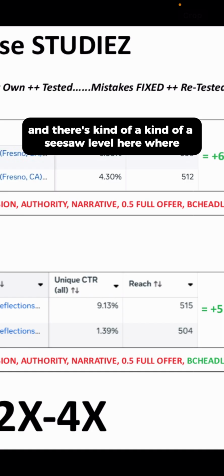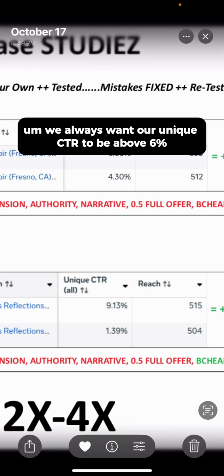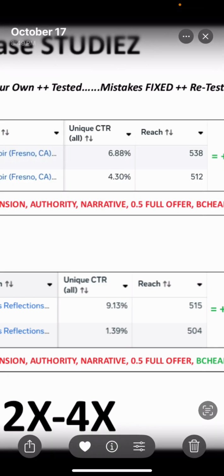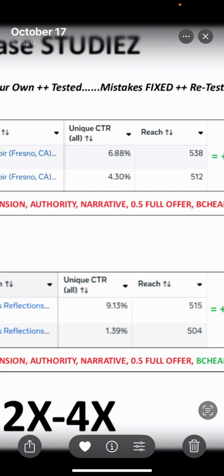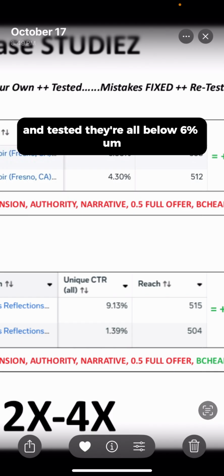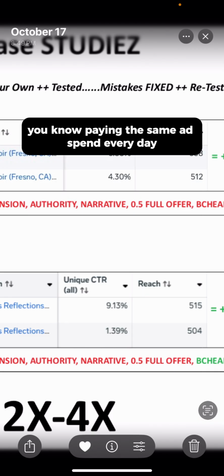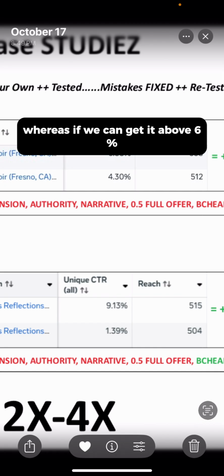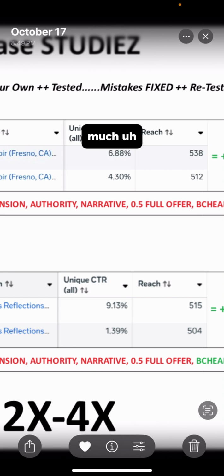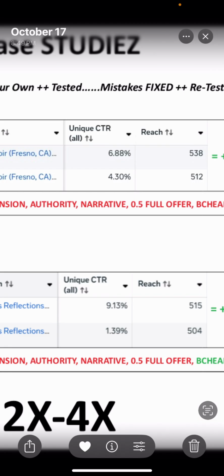There's kind of a seesaw level here where we always want our unique CTR to be above 6%. Every Boudoir Facebook ad I've seen and tested is below 6%, which leads to the ads paying the same ad spend every day, but really getting worse and worse results every day. Whereas if we can get it above 6%, there's a much higher chance our ad will actually do better and better over time and scale the business.